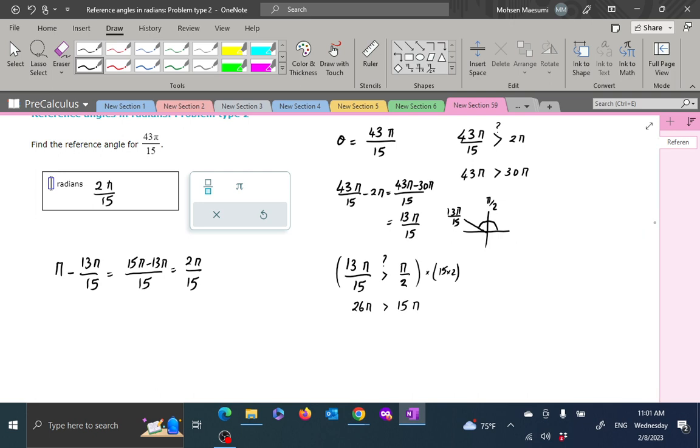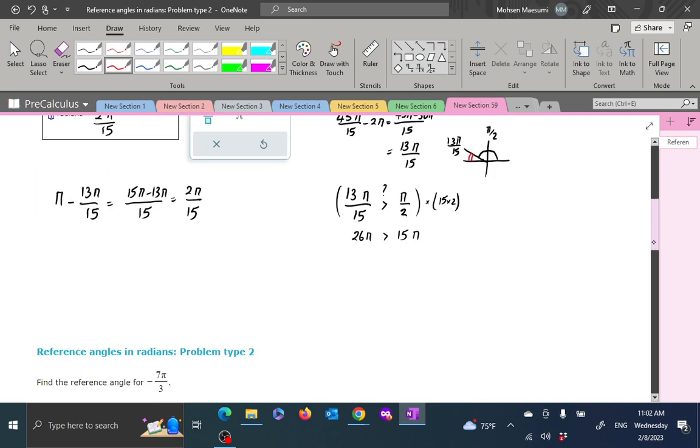Multiply both sides by the lowest common denominator, which is 15 times 2. Multiply by 30. When I multiply by 30, this becomes 26 pi, and this becomes 15 pi. Obviously, this is bigger than that, so I'm assured that I'm in quadrant 2. Once I'm in quadrant 2, question, well, what is left to make it to the horizontal? We say pi minus your angle is what is left.